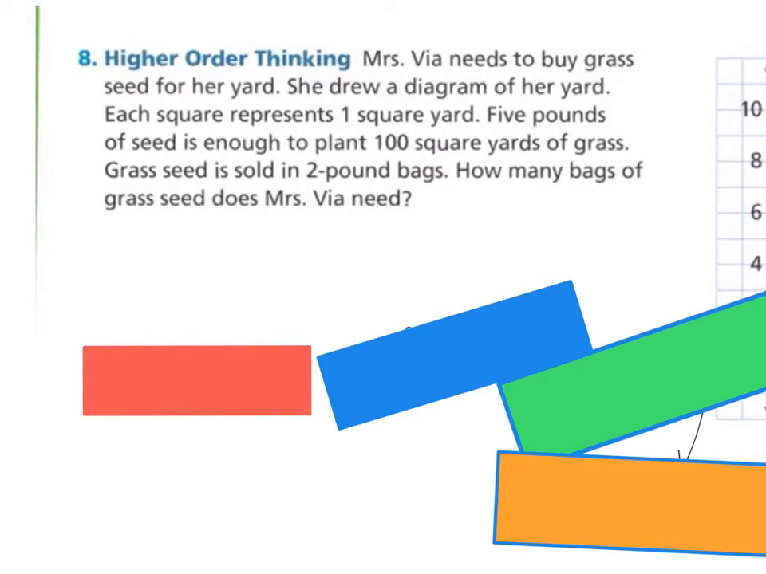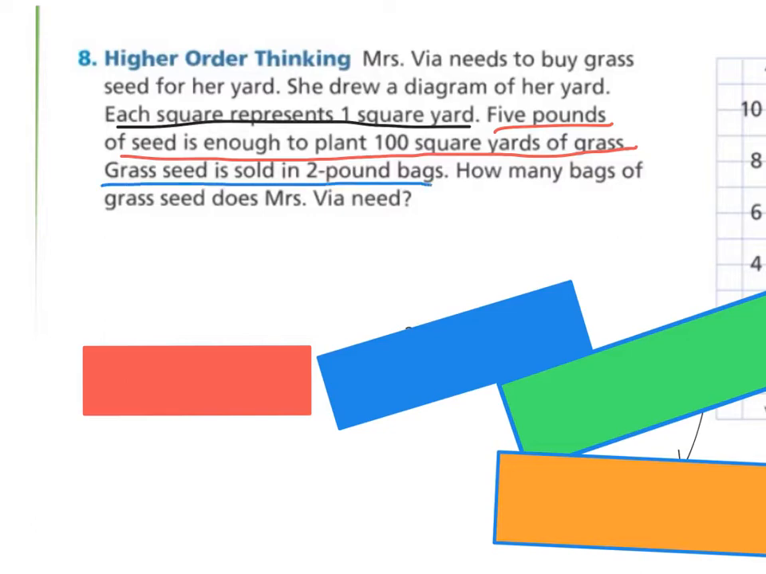Number 8, Mrs. Vaya needs to buy grass seed for her yard. She drew a diagram of her yard. Each square represents 1 square yard, 5 pounds of seed. We got a lot of information here. 5 pounds of seed is enough to plant 100 square yards of grass. Grass seed is sold in 2-pound bags. And so the question is, how many bags of grass seed does she need?